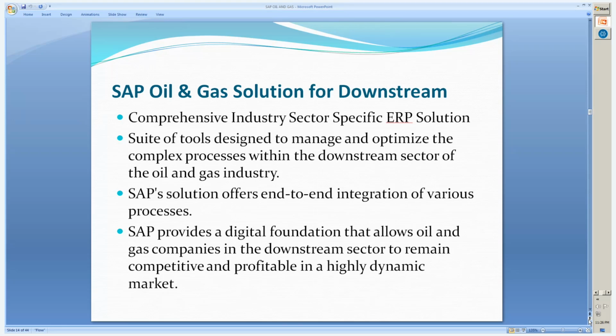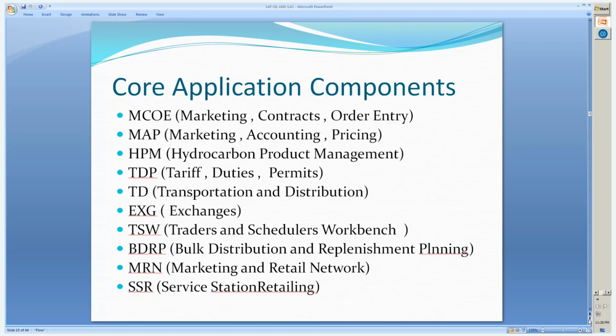Basically, it is a digital foundation that allows oil and gas companies in the downstream to remain competitive. As an ERP solution, it makes the business very efficient, well controlled, and scalable to the day-to-day requirements of the oil and gas industry downstream. Now let us talk about the main application components within SAP oil and gas downstream. These are the ones we're going to learn during the training program.